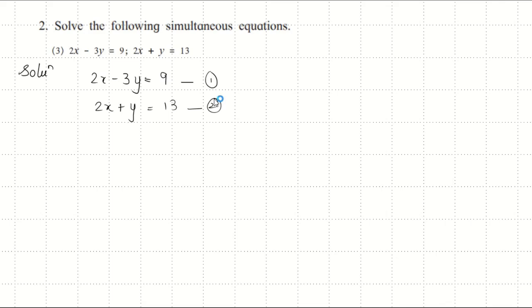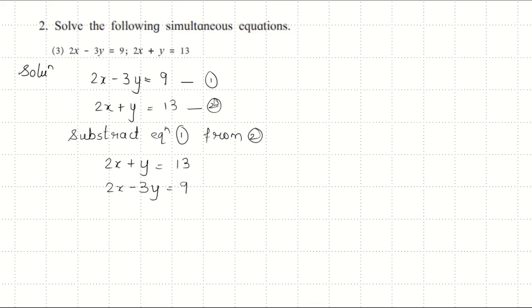As we have 2x common in both the equations, let us subtract. Whenever there is something common and both have the same signs, we can try subtracting the equations directly. Subtract equation 1 from 2. Why equation 1 from 2? Because the y value 9 is less than 13 from equation 2. Okay, so 2x plus y is equal to 13 and 2x minus 3y is equal to 9.